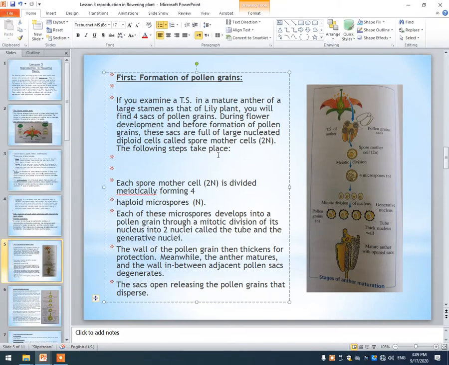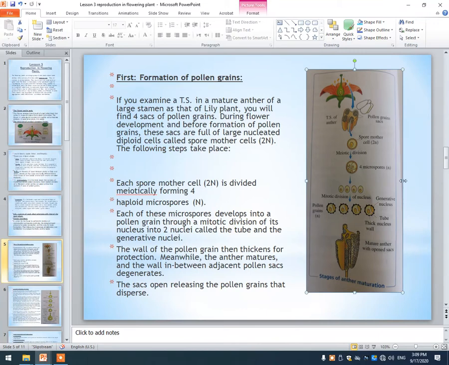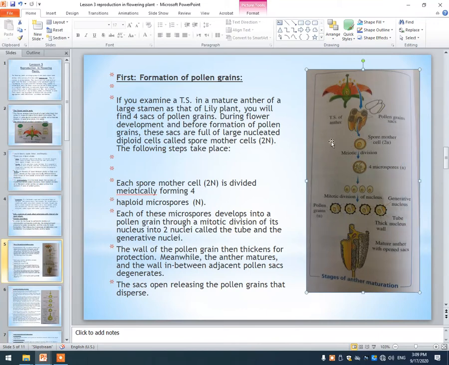Number 1, we'll talk about the formation of pollen grains. As you see here, the anther contains 4 sacs of pollen grains. We have a transverse section of the anther. The pollen grain at the start is called a spore mother cell, with 2N chromosomes. It will divide by meiotic division to form 4 cells, the microspores, each containing a single set of chromosomes.